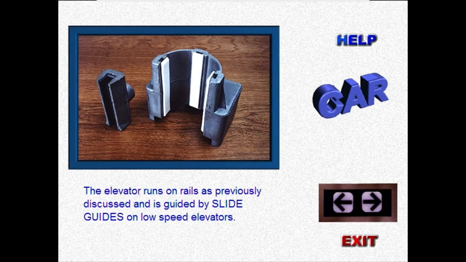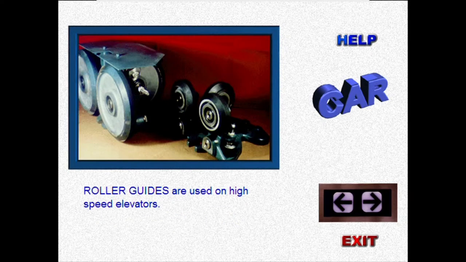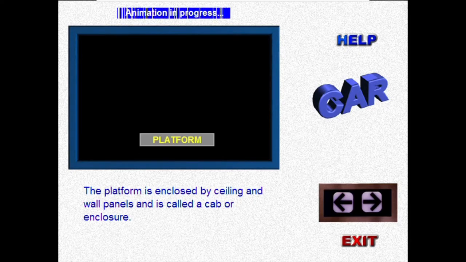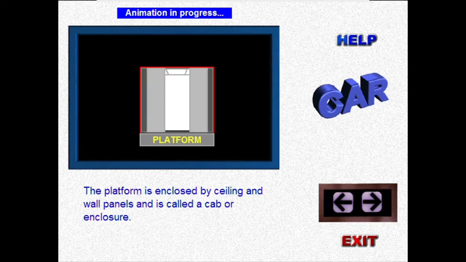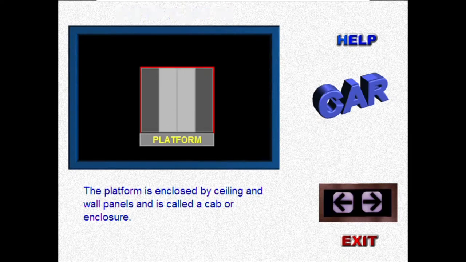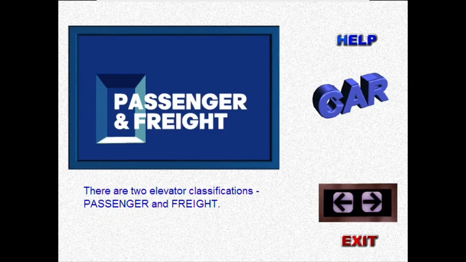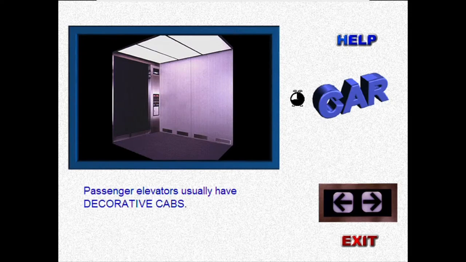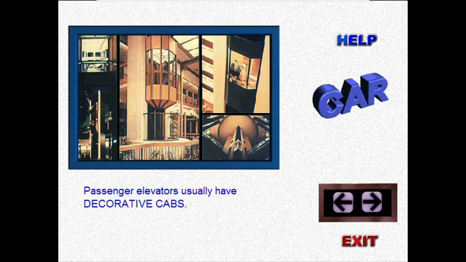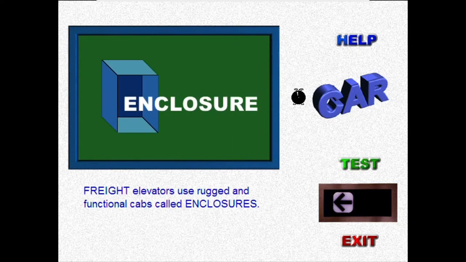The elevator runs on rails, as previously discussed, and is guided by slide guides on low-speed elevators. Roller guides are used on high-speed elevators. The platform is enclosed by ceiling and wall panels and is called a cab or enclosure. There are two elevator classifications, passenger and freight. Passenger elevators usually have decorative cabs. Freight elevators use rugged and functional cabs called enclosures.